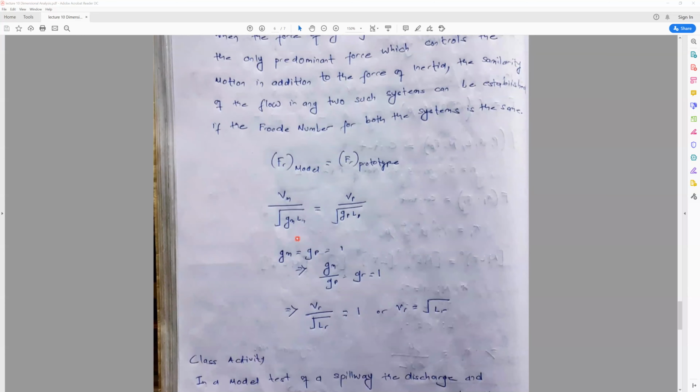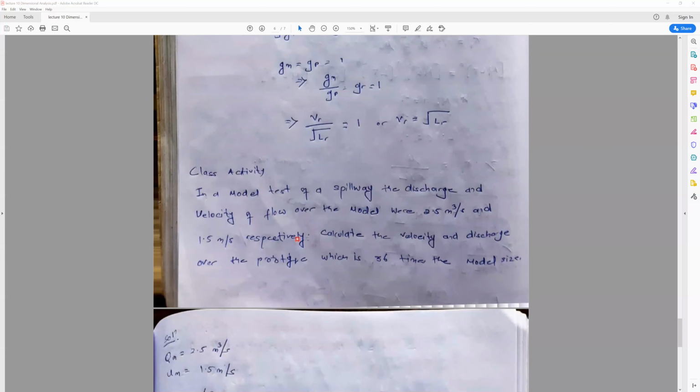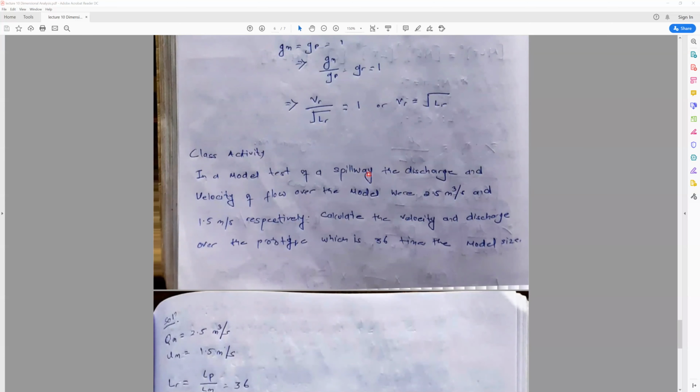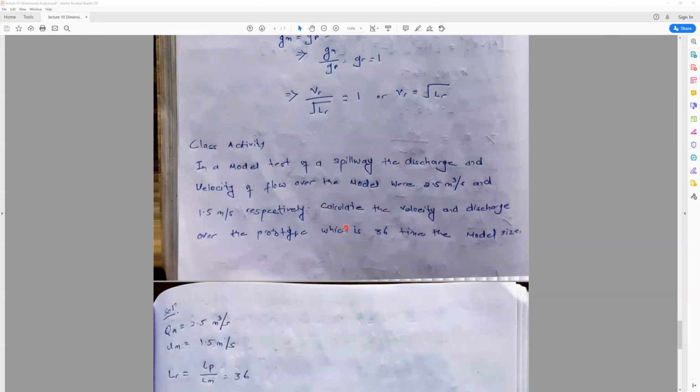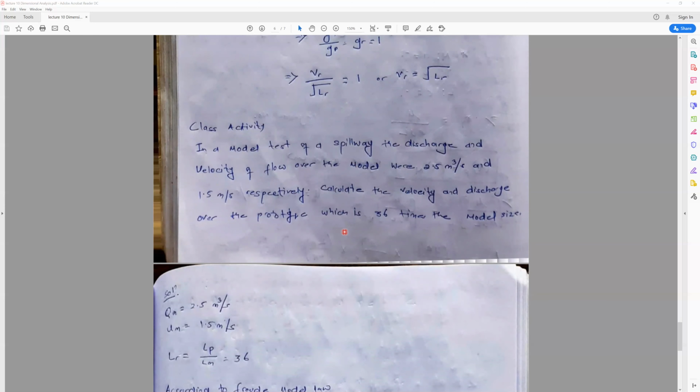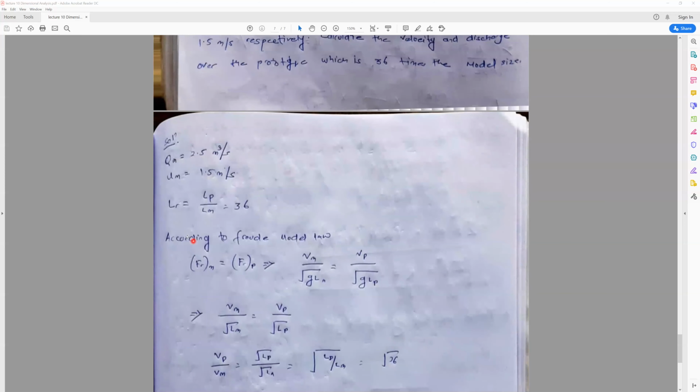With this much information, let's try to solve a small problem. In a model test of a spillway, the discharge and velocity of flow over the model were 2.5 meter cube per second and 1.5 meter per second, respectively. Calculate the velocity and discharge over the prototype, which is 36 times the model size. What information is provided? The flow and discharge characteristics of the model are provided, and the length ratio is also provided in terms of scale. So we note down all the information.